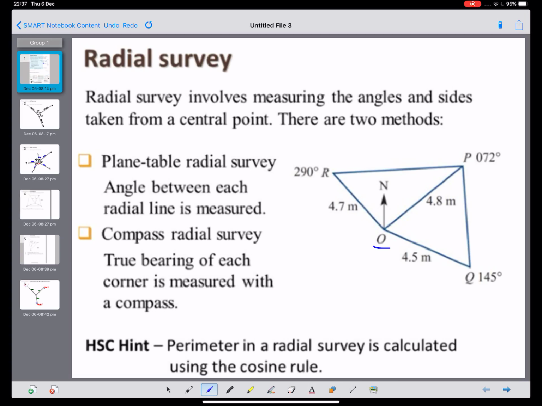Okay, so there are two types of radial survey. There's a plane table radial survey where they give you the angles between each distance, and there's a compass radial survey where they give you the bearing, the compass bearing here. And we're asked to find a number of things when we do radial surveys.